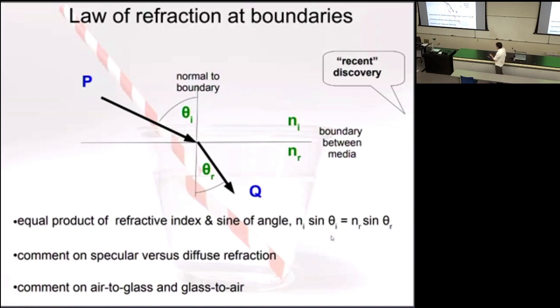Again, I'll just make this small comment. Like there was specular reflection and diffuse reflection. Specular was when you have a nice smooth surface. Diffuse was when you have a rough surface. There's also specular and diffuse refraction. If you've got a nice smooth boundary between two materials, air and water, then that would be specular refraction. That's what we're going to focus on. If there was a rough surface between two different optical materials, that would be diffuse refraction. There'd be bending of the light rays, but there would be no simple law for it, and we're not going to discuss that.